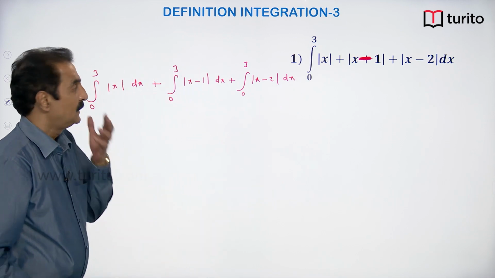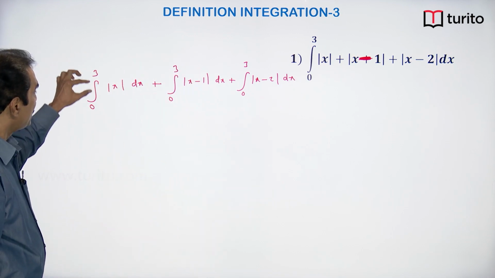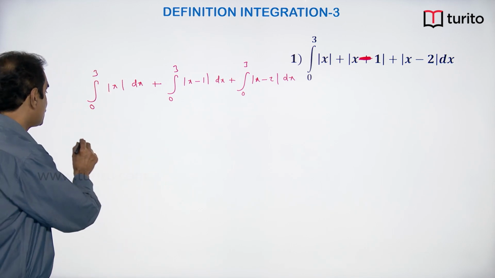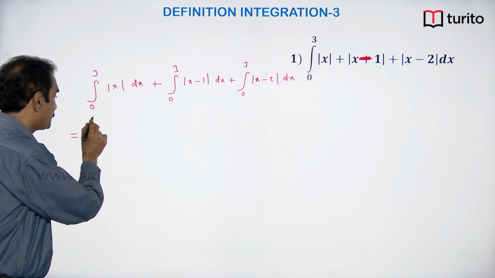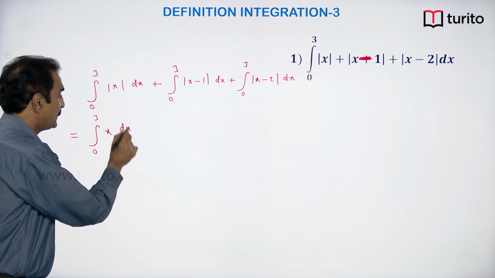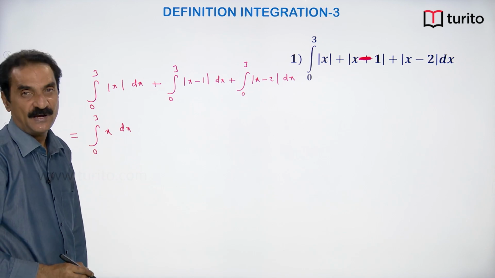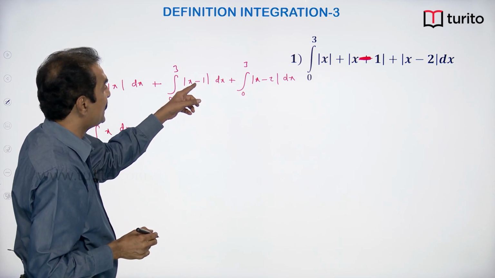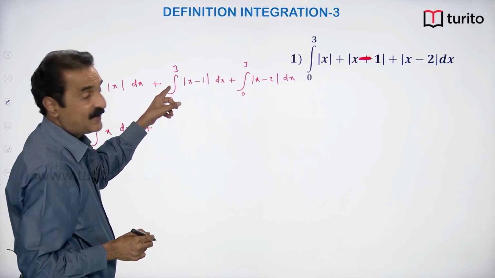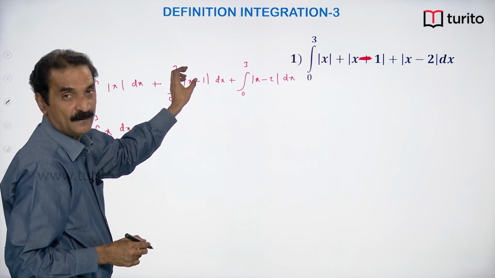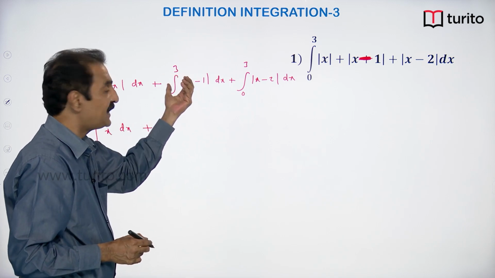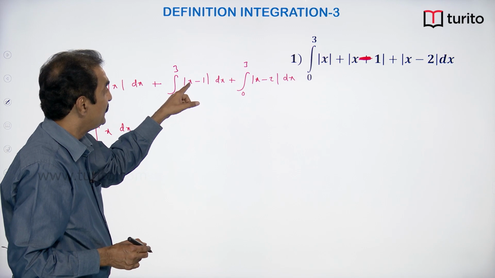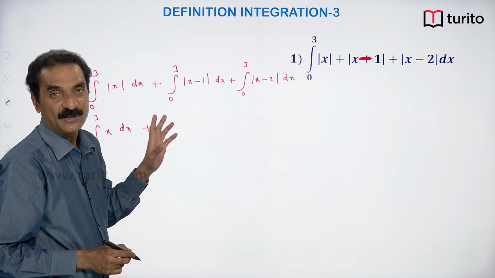Okay. In this interval, x is completely positive. So, directly you can remove the modulus. In the interval 0 to 3, mod x is equal to x. And in the second integral, when x lies between 0 and 1, x minus 1 is negative. So, if you want to open the mod, you have to write it as 1 minus x. In the interval 1 to 3, x minus 1 is positive, so directly you can open the mod.